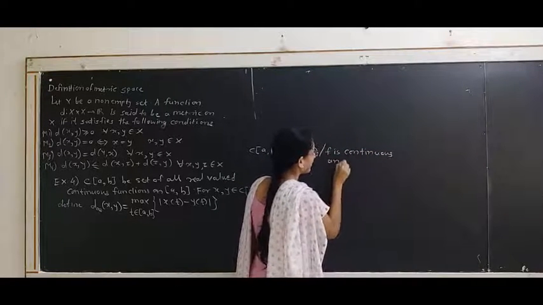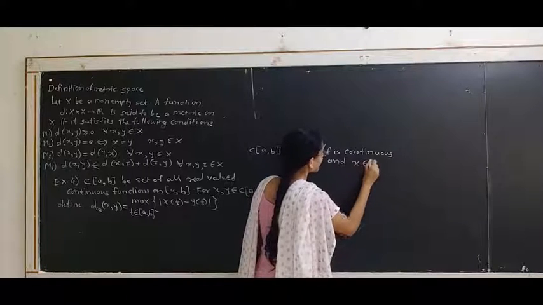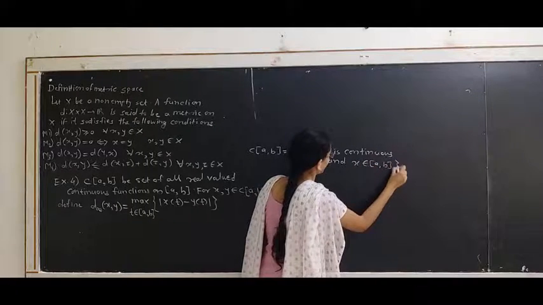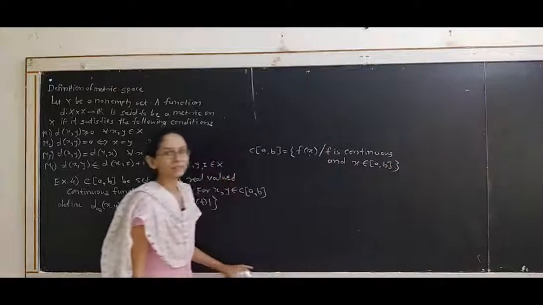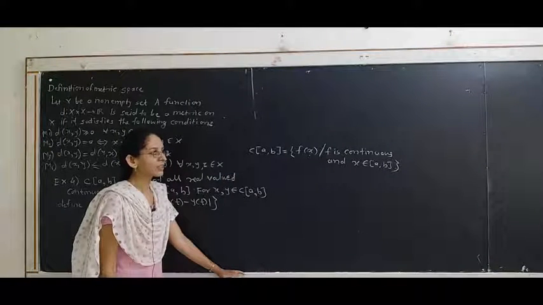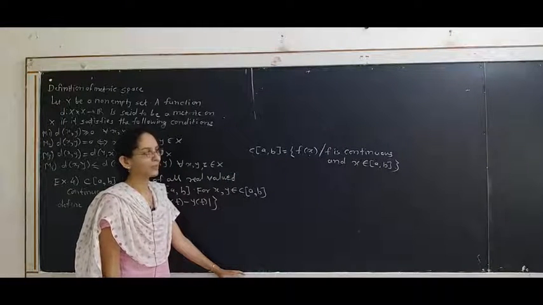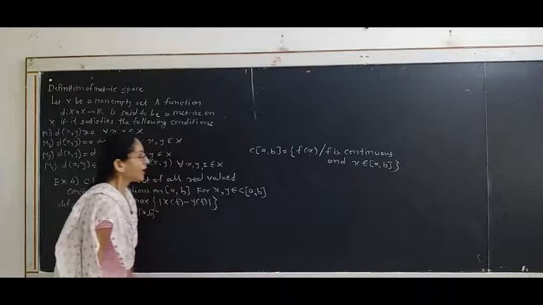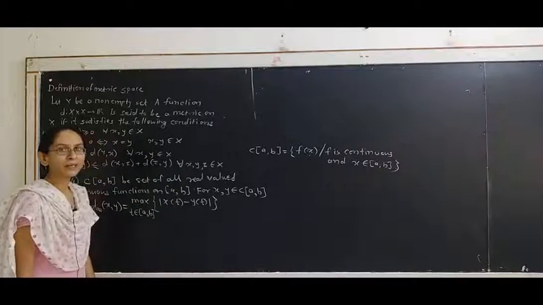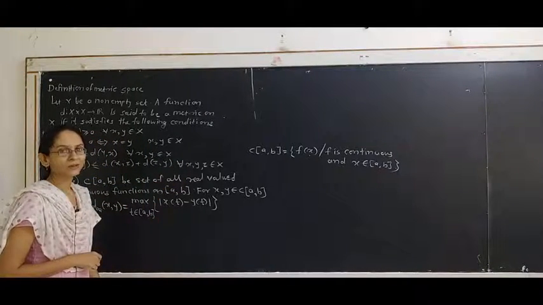f(x), where f is a continuous function and x belongs to the closed interval [a,b]. This is the set C[a,b], the set of all continuous real valued functions, and we are defining a metric on this set C[a,b].